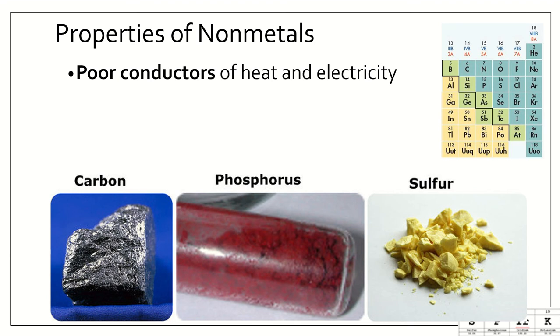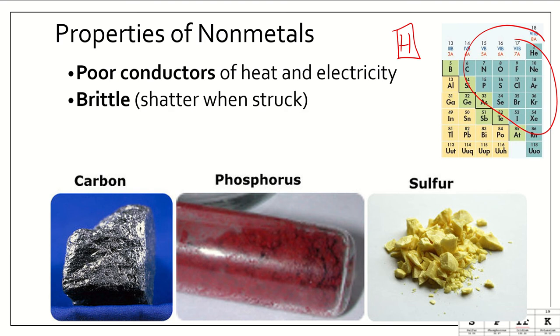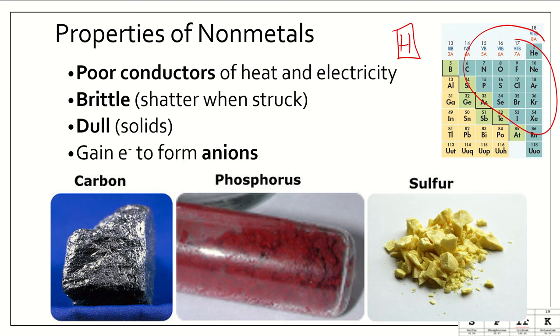Properties of nonmetals. This is that blue group over here, as well as hydrogen on the other side of the periodic table. They are very poor conductors of heat and electricity. They are very brittle, so they will shatter when they are struck. They're very dull if they're solids. And they gain electrons to form anions.